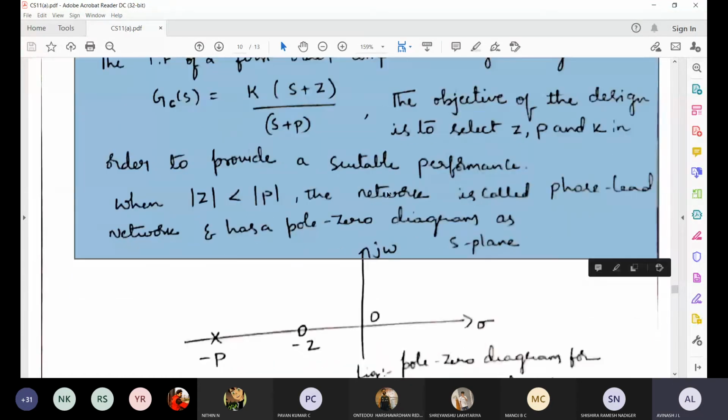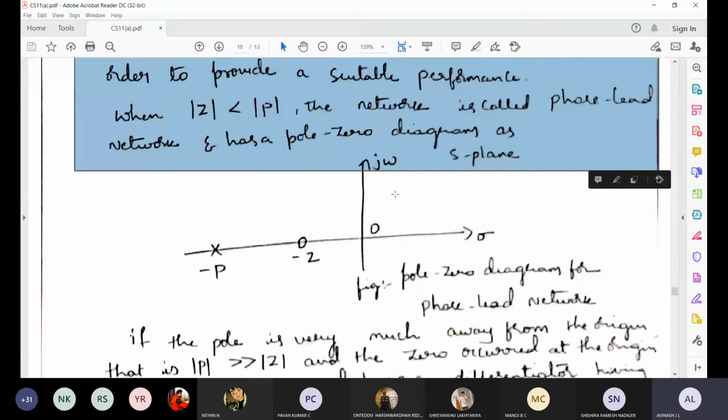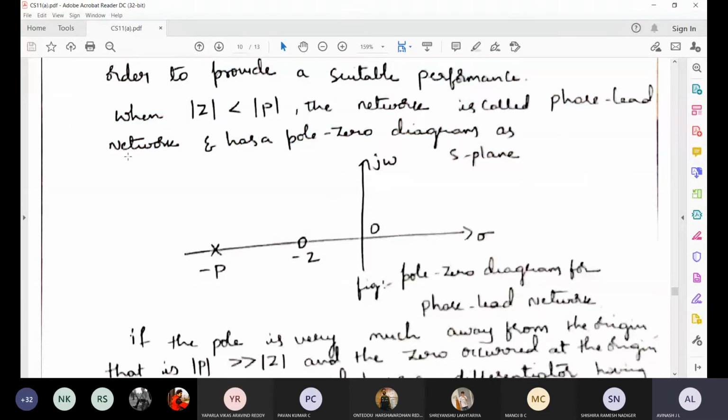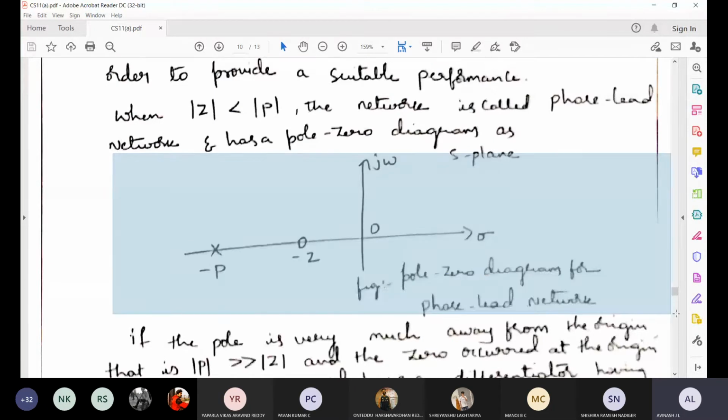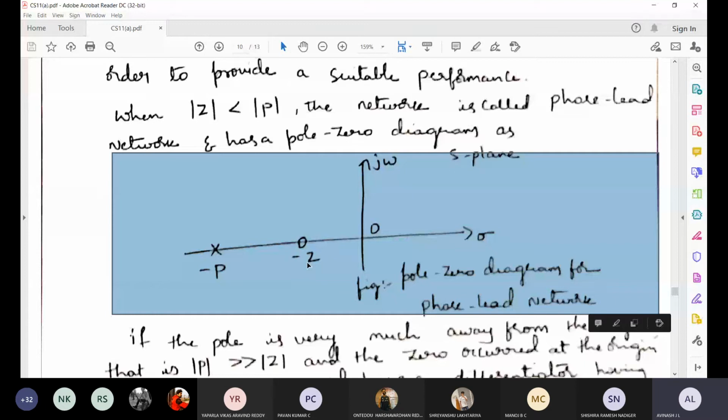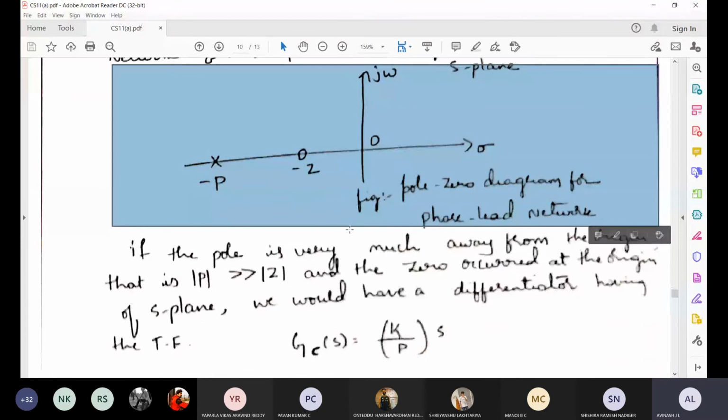Once you're done with it, we can plot the pole zero diagram. According to the definition, minus Z will come minus. For example, -2 and -5, so -2 for Z and -5 for P. It will come near to the origin. The value of Z should be greater, and taking the modulus, it should be lesser. Take this particular split.